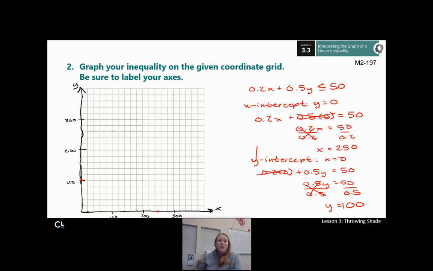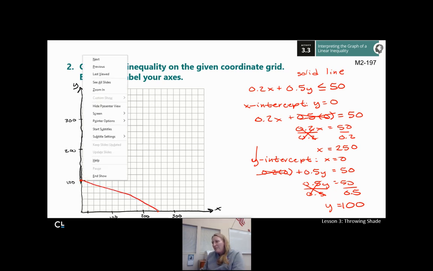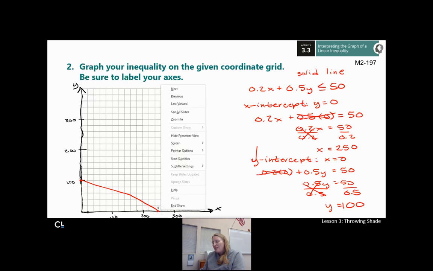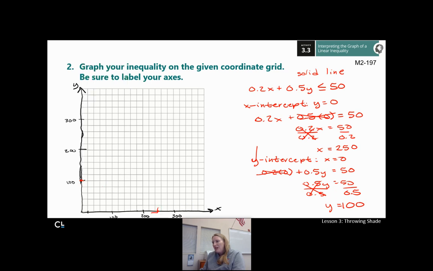Now, be careful when you connect the dots. Remember, dashed line or solid line. I see a little half equal sign, so that means this is going to be a solid boundary line. So I'm going to make a nice solid boundary line here, connecting my dots. Again, maybe not the best I've ever done, but not the worst either. So there's my lovely boundary line.